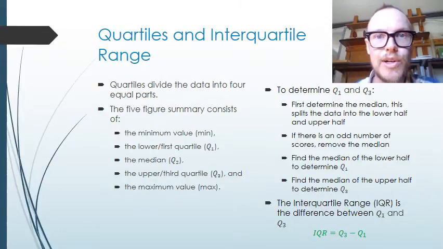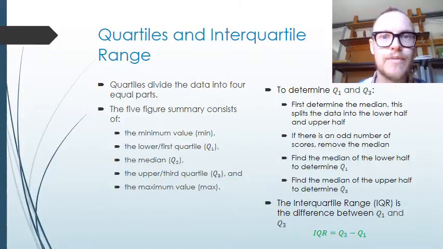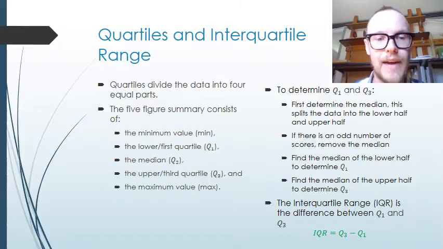So quartiles divide the data into 4 equal parts. If we were to order all of the data from lowest to highest in ascending order, then our quartiles will split that data into 4 even portions. It will allow us to see how the data spreads itself out.